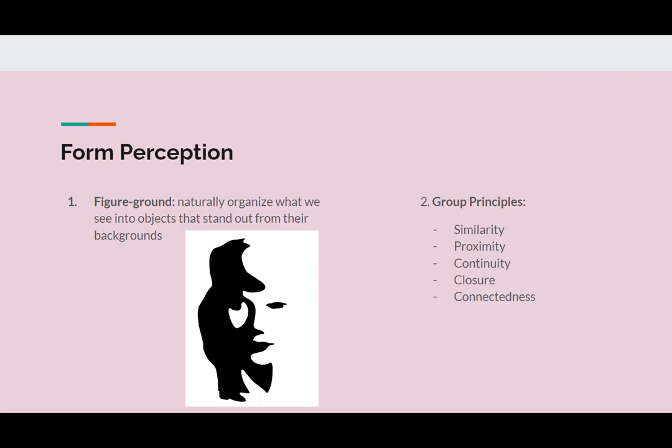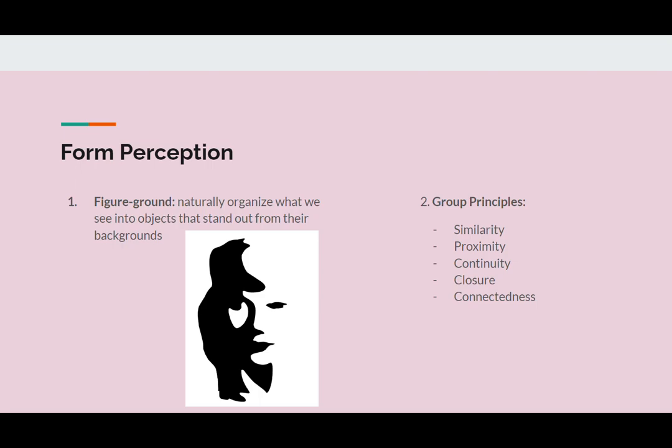In addition to organizing objects in our visual field into figure and ground, we also naturally organize objects into groups. Some of the common examples of these principles are similarity. We group similar figures together. For example, we perceive a group of baseball players wearing the same color jersey as one team. Second is proximity. We group nearby figures together. For example, we perceive players sitting together on a bench as one team.